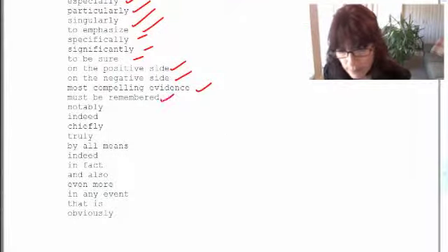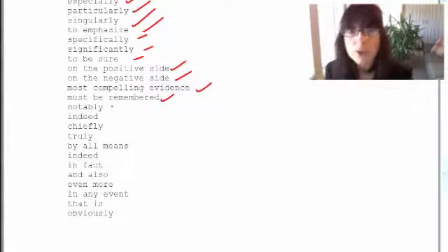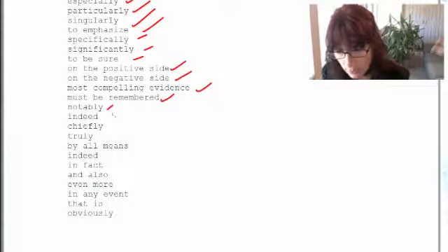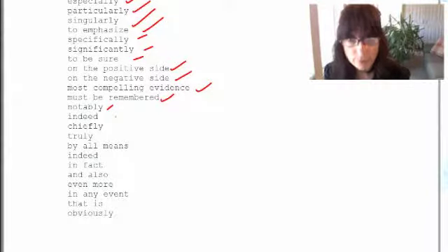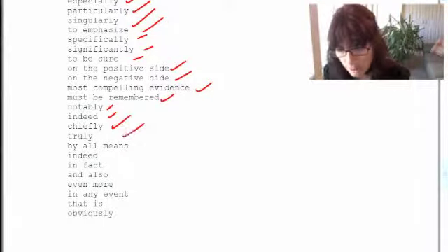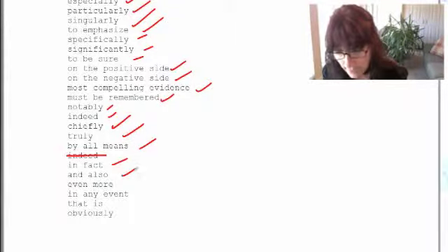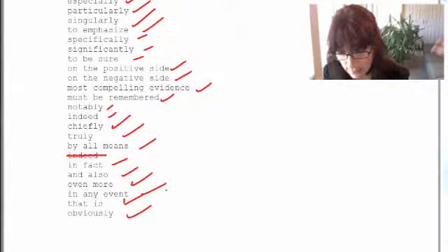This is the most compelling evidence, you could say. Must be remembered. All good examples of transition words adding emphasis. Notably, indeed. That's very firm. This is indeed. Chiefly, truly, by all means. Oops, I mentioned indeed twice. In fact, and also, even more, in any event, that is, and obviously. All these are good transition words to use.